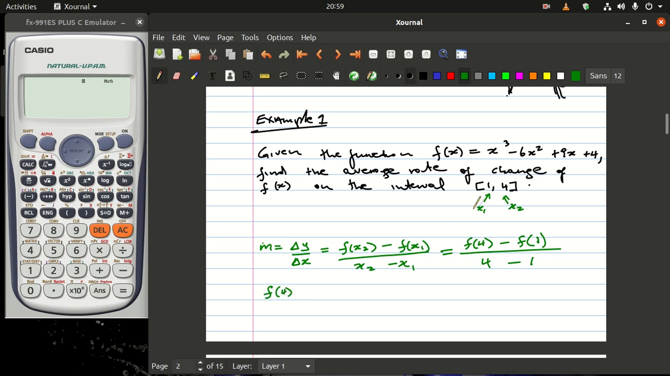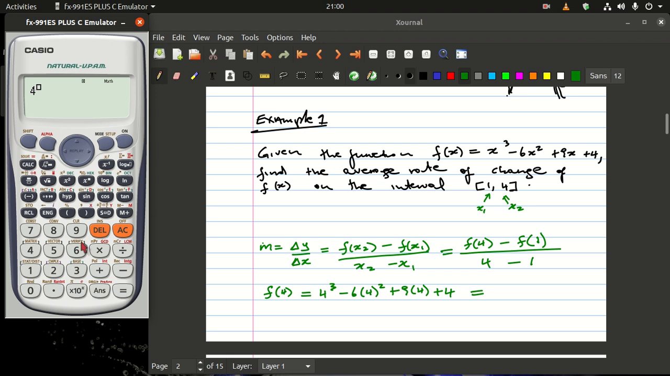So I'm going to take f of 4 and plug it into this equation and see what I get. I will have 4 to the power 3 minus 6 times 4 squared plus 9 times 4 plus 4. You can either press your calculator here if you have one, or you can work this out. Because of time, I'm not going to do that. Then we have plus 9 times 4, and plus 4 here. The answer is 8.